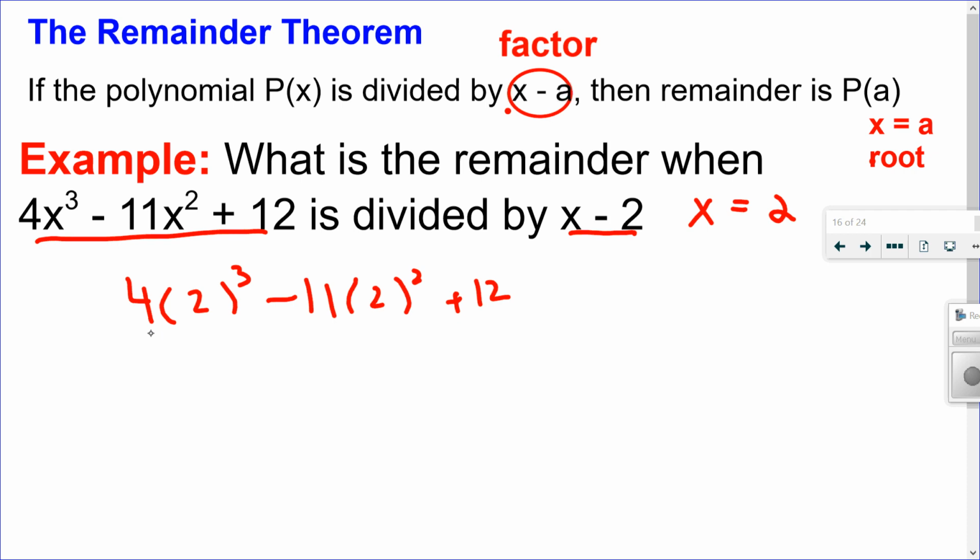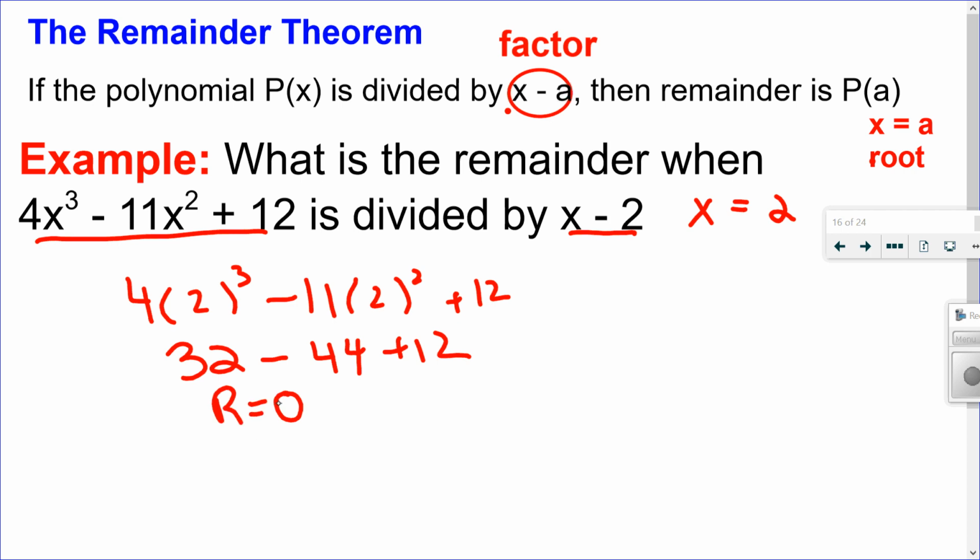So I'm going to have 4 times 2 cubed. Well, 2 cubed is 8 times 4 is 32. Minus 2 squared is 4 times 11 is 44. Add that to 12. And that is a remainder of 0. So that means when the cubic is divided by x minus 2, it has a remainder of 0.